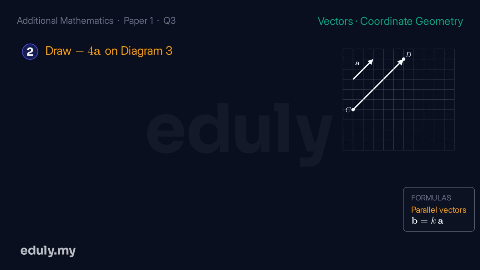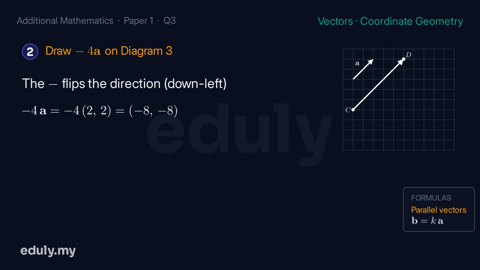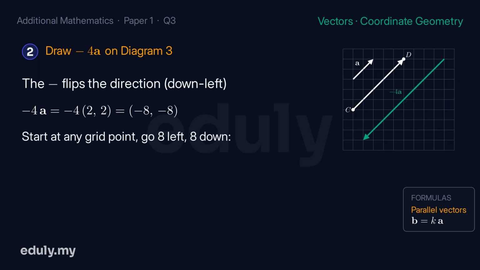Part A2. Now we draw the vector negative 4A. The minus sign flips the direction. Since A points up to the right, negative 4A points down to the left. 4 times the length of A means 4 times each step. So negative 4A is 8 left and 8 down. We can start from any convenient grid point. Here it is, drawn on the diagram in green.